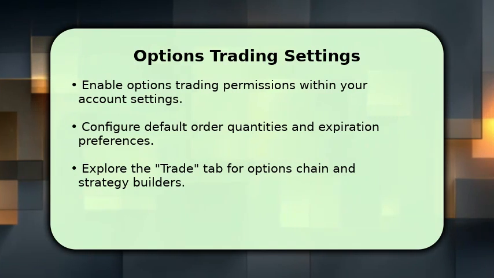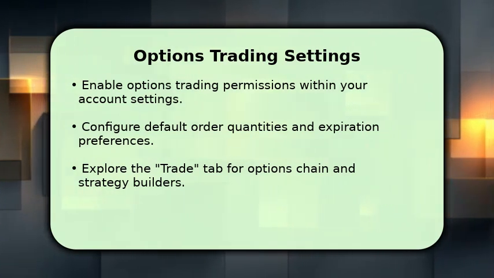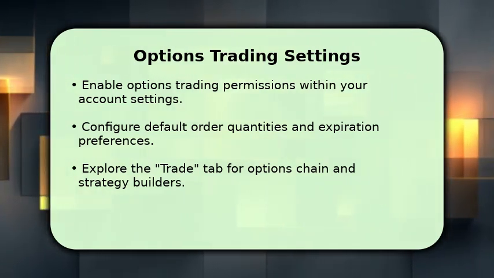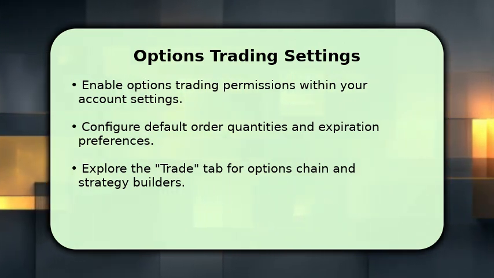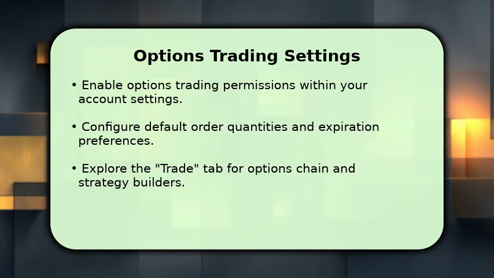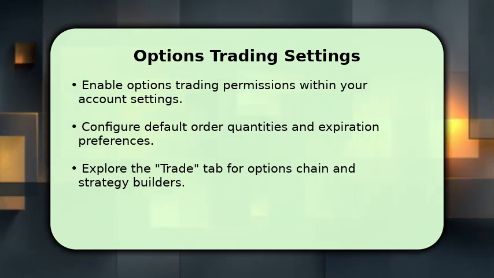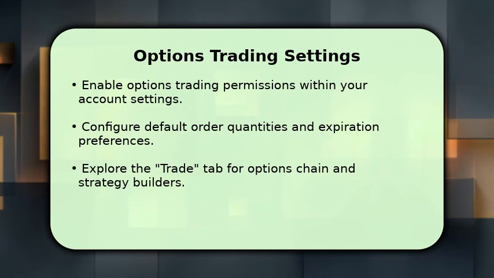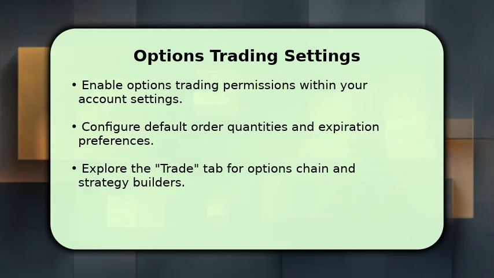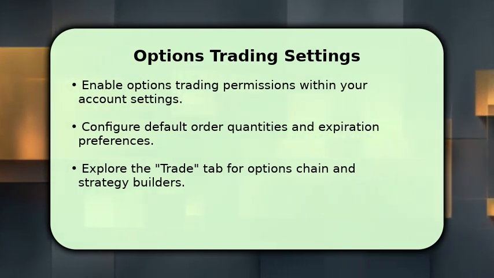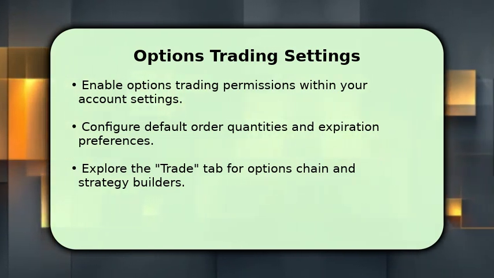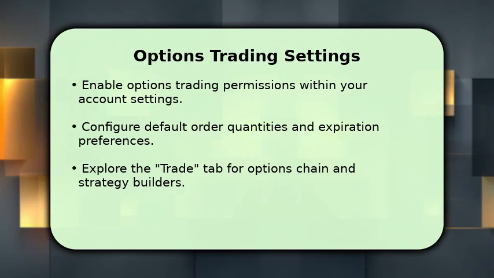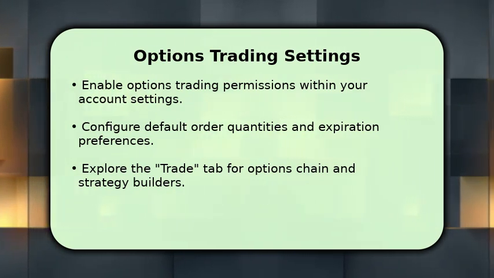Now, let's focus on options trading specifics. First, confirm your account has options trading permissions enabled. This is a vital step. Next, set your default order quantities and preferred expiration dates to save time on each trade. Head over to the Trade tab to access the options chain and utilize the Strategy Builder tools. These features are designed to help you analyze and execute complex option strategies efficiently.